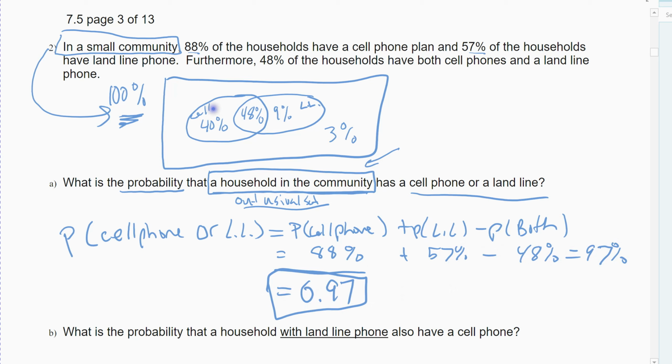So read the problem carefully. Ask yourself, am I pulling out of the universal set? So can anybody be selected? And then looking for a particular probability. Or am I pulling out of a conditional group? Not everybody could be selected, only this group of people. And then the probability I get my event.